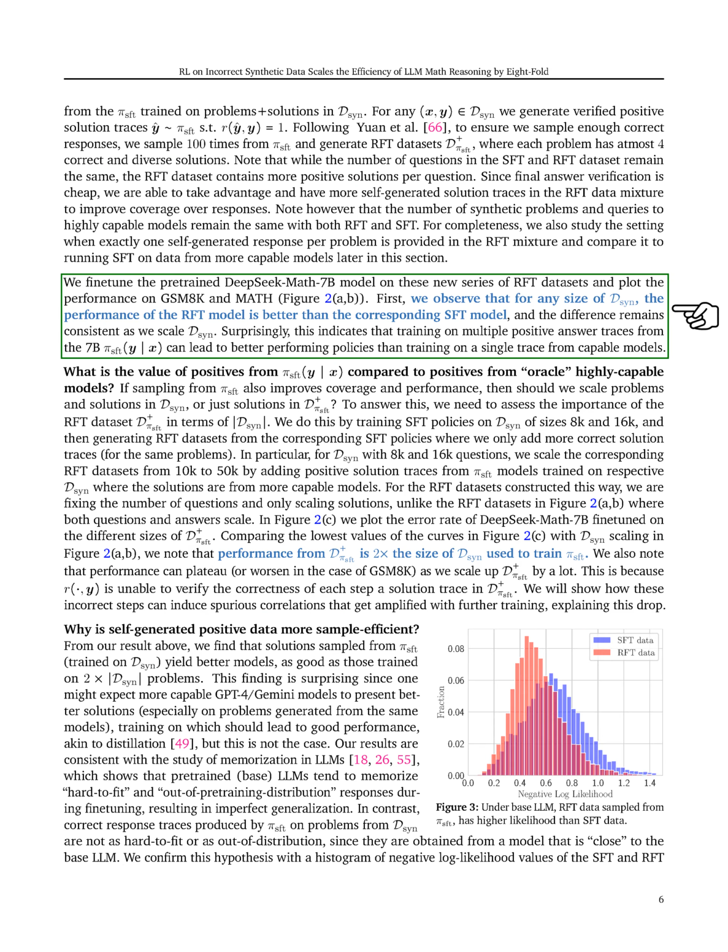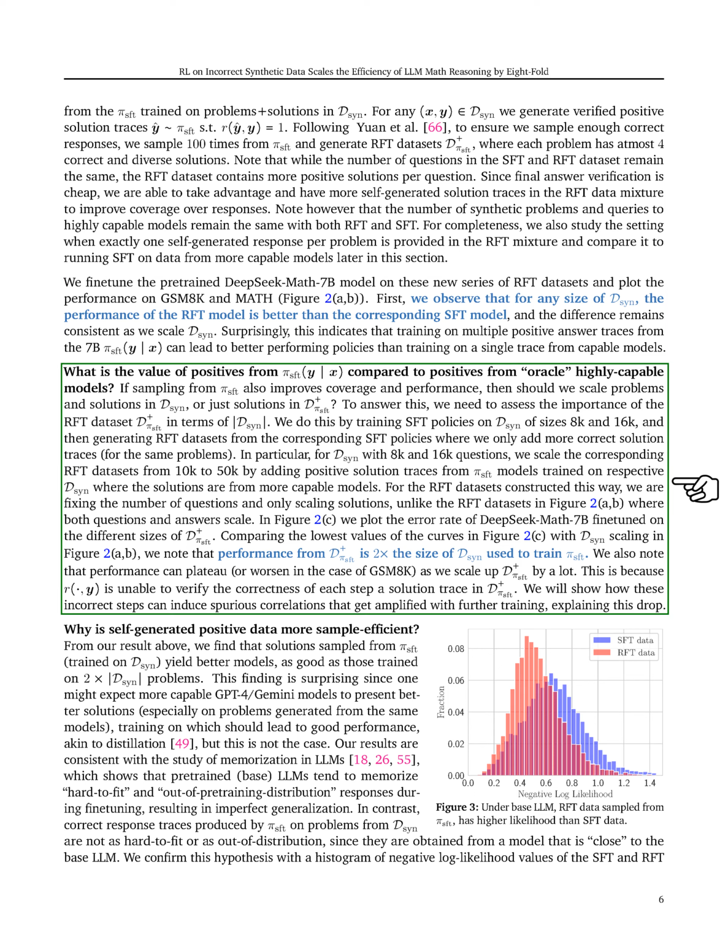Training on multiple positive answer traces from the SFT policy can result in better models compared to training on a single trace from highly capable models. Self-generated positive data from the SFT policy proves to be more sample efficient and can lead to improved model performance.